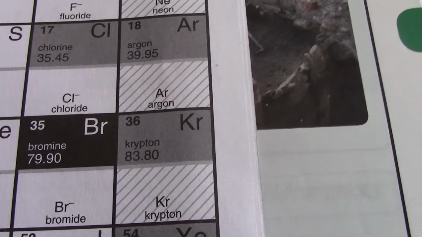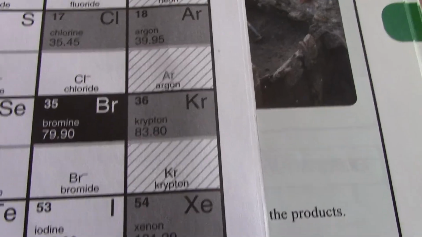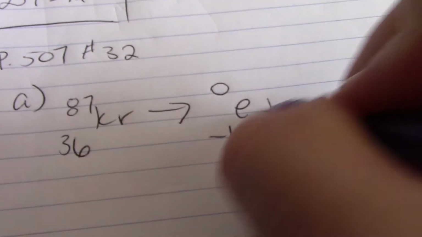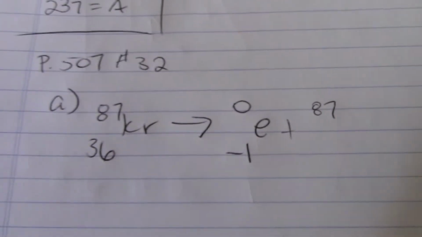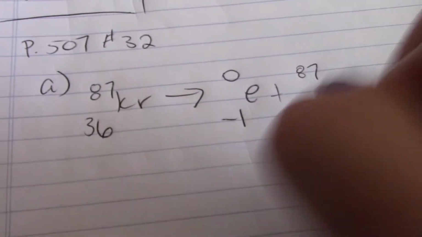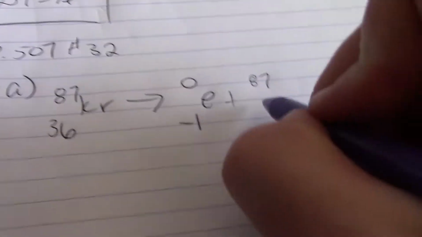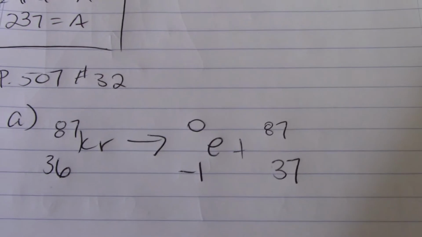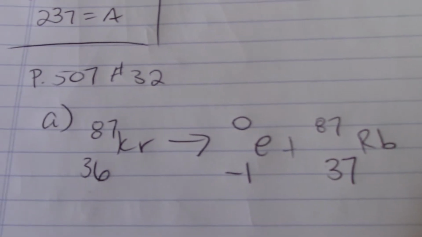Here it is, krypton. It's a noble gas with an atomic number of 36. What happens is the mass number doesn't change, because the electrons don't have a mass, so whatever the product is still 87. But in order to account for having 36 protons on both sides, the element moves up the periodic table. 37 is rubidium. So beta decay of krypton will produce rubidium.